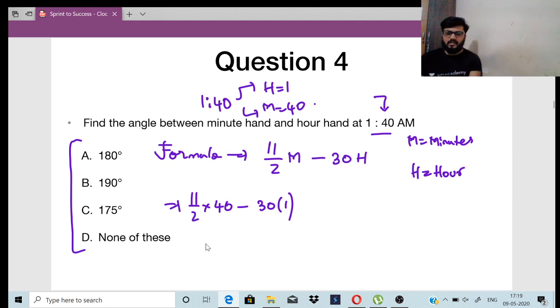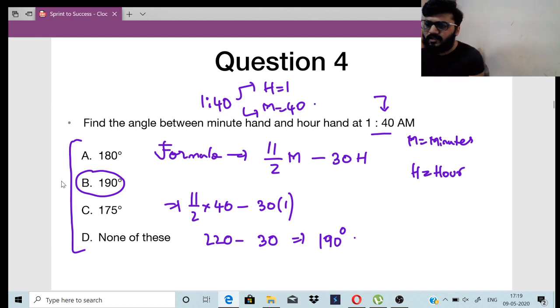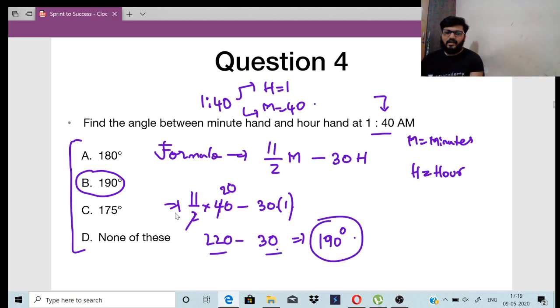So this is basically 11 into 20, 220, minus 30. What is the angle? 190 degrees. Option B is the correct answer. 11 by 2 into 40 is 20 into 11, which is 220. 30 into 1 is 30. 220 minus 30, 190 degrees is the right answer. Option B is the correct option here. So a simple question, isn't it?